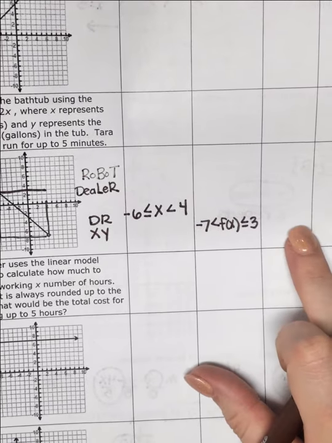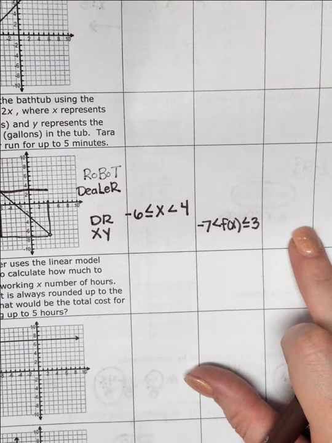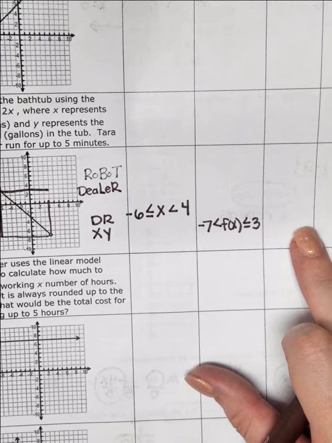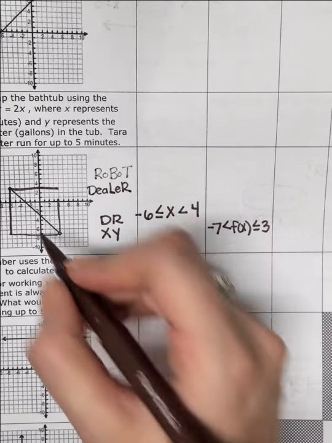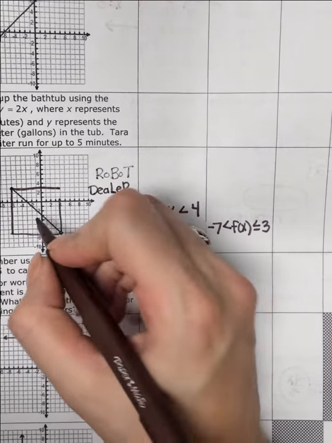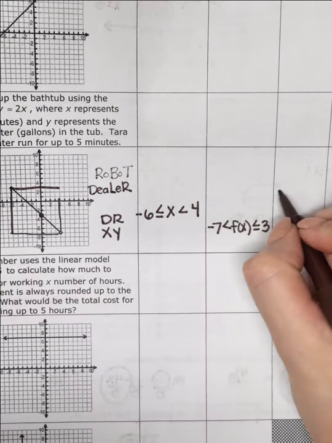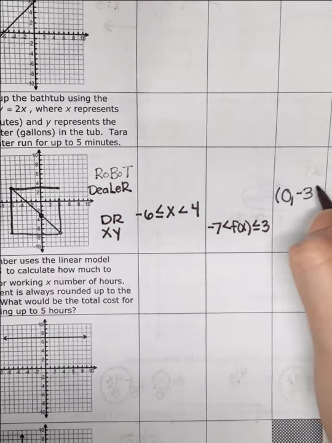Okay, y-intercept. I'm telling you, do not miss this question. Do not miss it. Just point blank. Don't miss it. It's embarrassing, okay? Y-intercept. Where does this graph cross the y-axis? Right here at 0, -3.